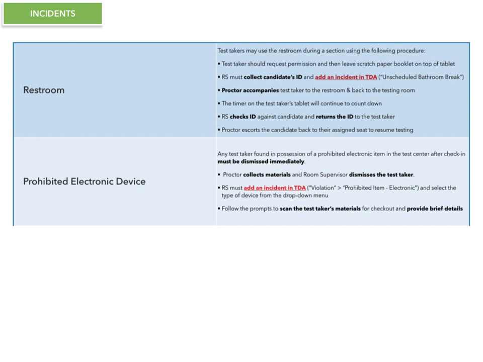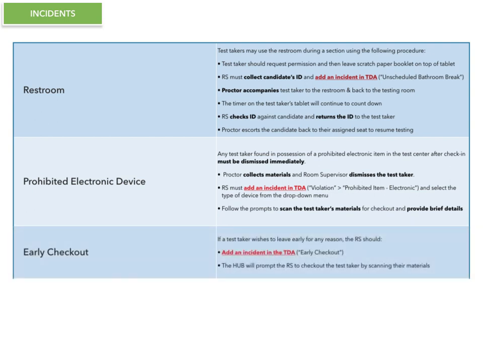If a test taker wishes to end their exam early, the room supervisor will create an incident by clicking on that test taker's name and choosing Early Checkout. The hub will then prompt the RS to check out the test taker by scanning their materials.